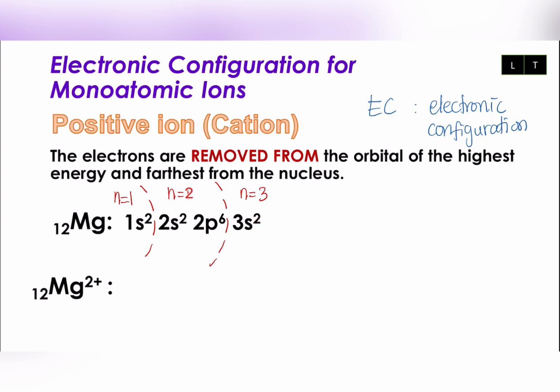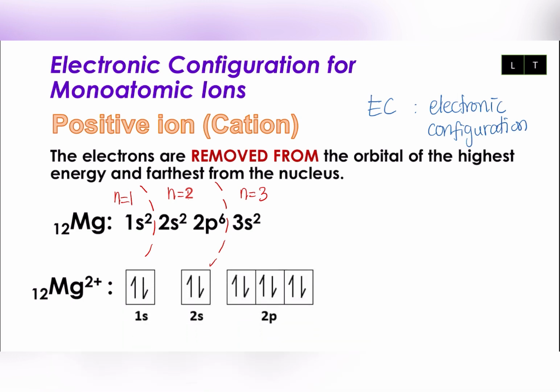When I write down my electronic configuration as an orbital diagram, I will have this form with no more 3s orbital because it is empty. So I will be left with 1s2, 2s2 and 2p6.